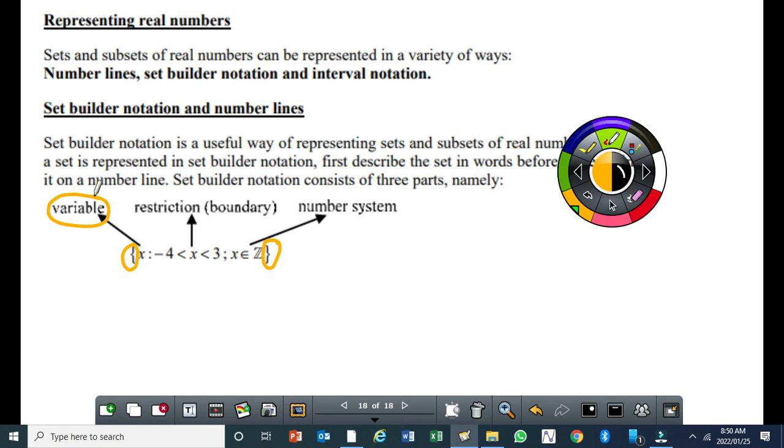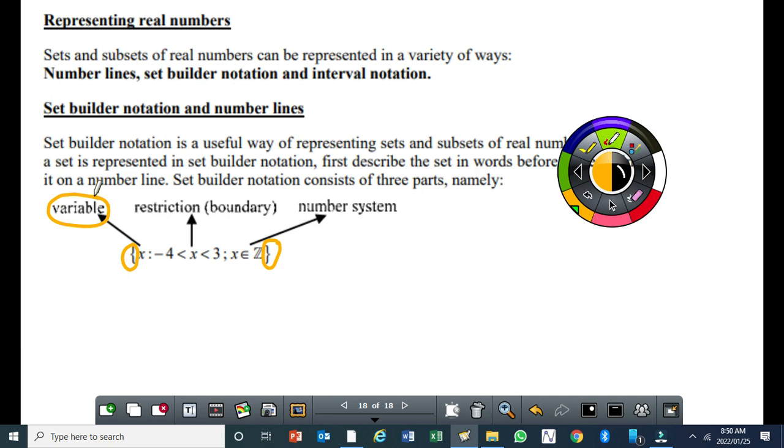And positive 3. I'm going to repeat that. When you say it, it means x is such that x lies between -4 and 3. But x is an element of integers, which means x is a what? Is an integer.